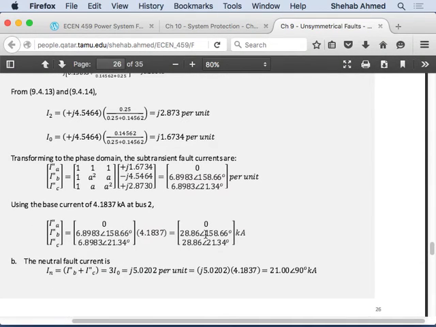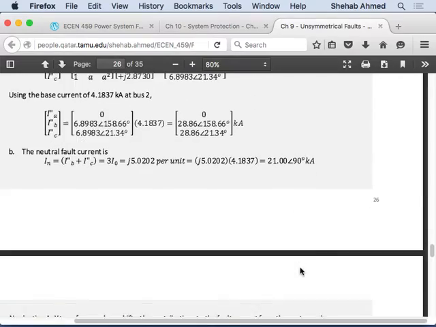So here they took, this was in per unit, and then, knowing your base, you can convert that to actual values as well. Right? The neutral current we said is equal to 3 times the zero sequence current. So the zero sequence current we had was here, j1.6734. So I can take that, multiply by 3, then multiply by my base value. So the 3 times I0, I took that and multiplied by my base value to find the actual values. Okay?